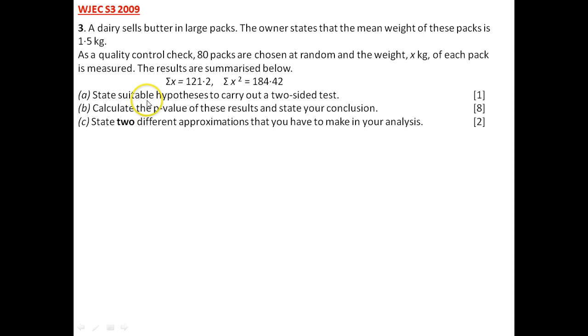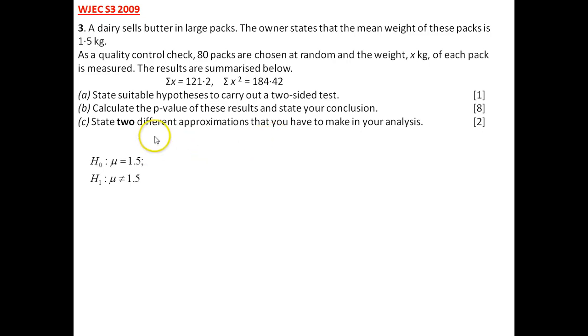Another question. A dairy sells butter in large packs. The owner states that the mean weight of these packs is 1.5 kilograms. Quality control check, 80 packs are chosen at random and the weight X kilograms of each pack is measured. The results are summarized below. State a suitable hypothesis to carry out a two-sided test and calculate the p-value of these results and state your conclusions. Then state two different approximations that you have to make in your analysis.